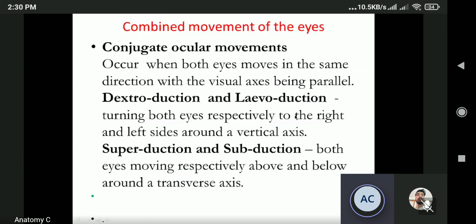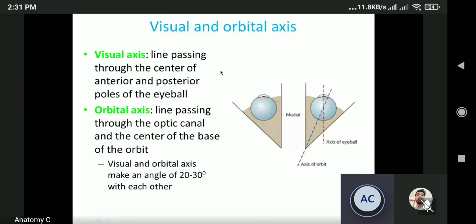First you have to see this is the axis. The visual axis is the line passing through the center from the anterior and posterior of the eyeball, whereas the orbital axis is the line passing from the optic canal to the center of the base of the orbit. Look at here, this is the visual axis, the axis of the eyeball, and the axis of the orbit.